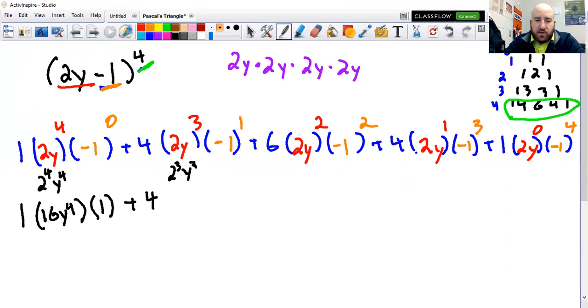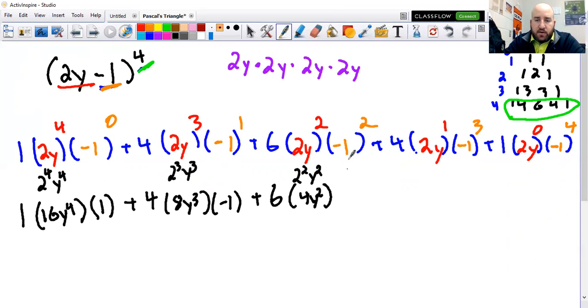Plus 4, again, 2 cubed y cubed, so 8y cubed. -1 to the first is -1. 6, 2 squared y squared, so 4y squared. -1 squared, so -1 times -1 is +1. Plus 4, 2y to the first, you can just do 2y for that one because anything to the first power is itself. If you want to do 2 to the first, y to the first, I guess that's fine, but you still get the same thing.